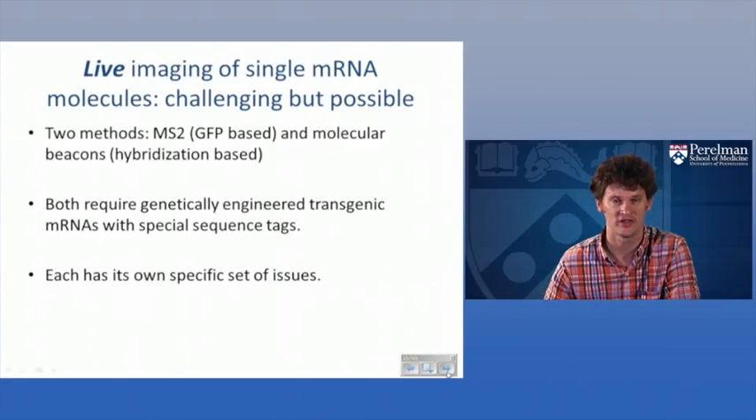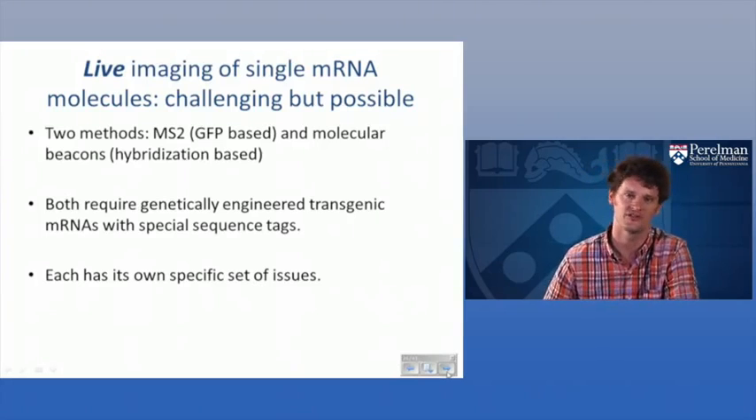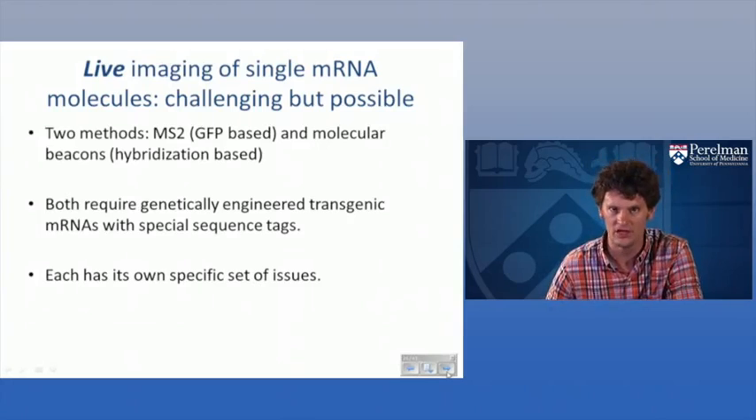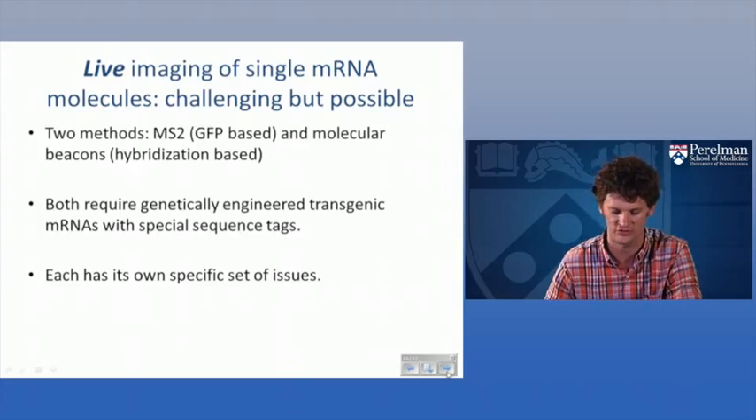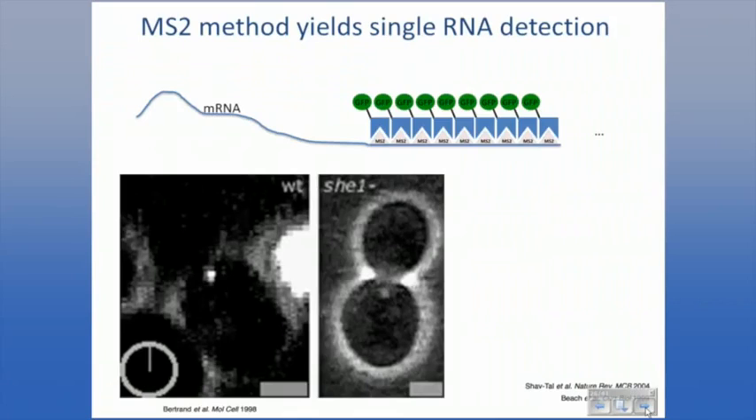Okay, so for live imaging, remember the pros of live imaging: you can look at the movement of individual molecules over time. Cons are that you have to engineer your cells to have particular reporters and probes within the cells. And so there are particular issues for the two main methods that are used for this, which are MS2-based methods and molecular beacons. We'll go through each of those in turn.